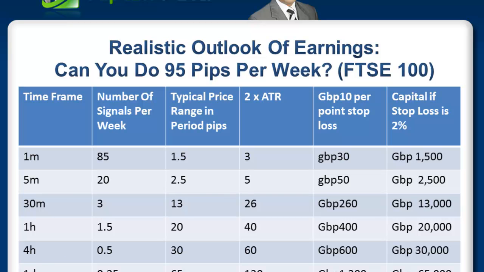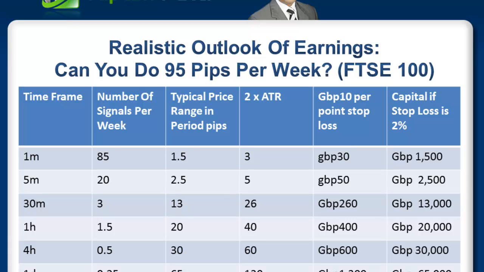The number of signals per week is about a quarter. In other words, what that means is that in actual fact, every 4 weeks you get 1 signal if you're looking at the daily charts. And the typical price range in any given day is about 65 pips in a day. So your stop loss would be 2 times your daily range based on my stop loss methodology, which I've put in a different video. So if your stop loss is 130 pips, then at £10 a point, you'd be risking £1,300 if your stop loss was hit.